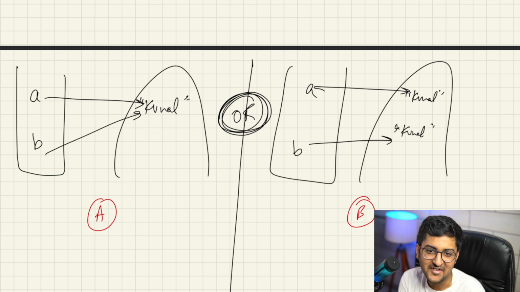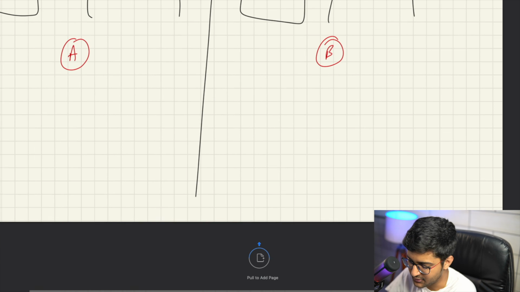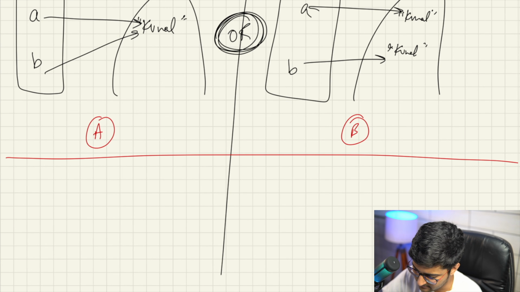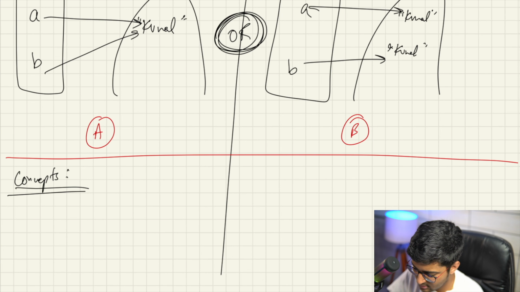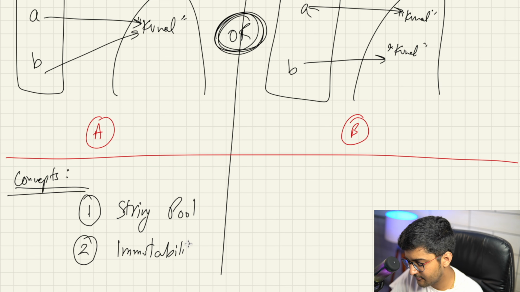All right. So let's see how it is working internally. There are two concepts to be understood over here, regarding how this is working. Concept number one we need to understand is the string pool. Concept number two is immutability. Let's see what is string pool.